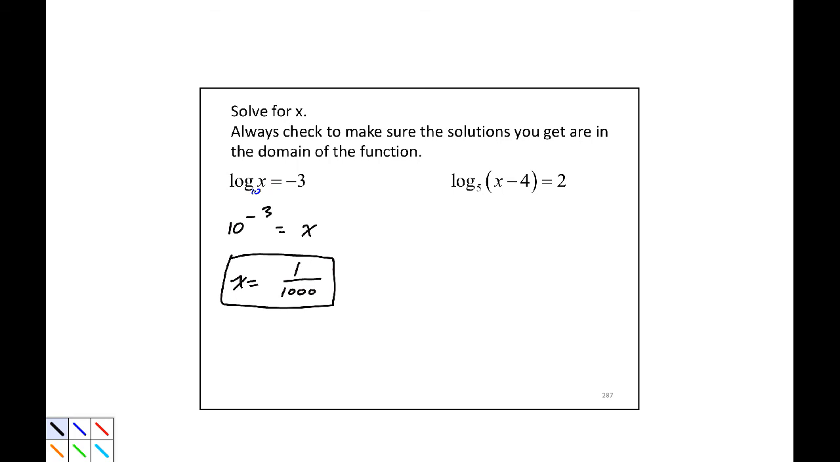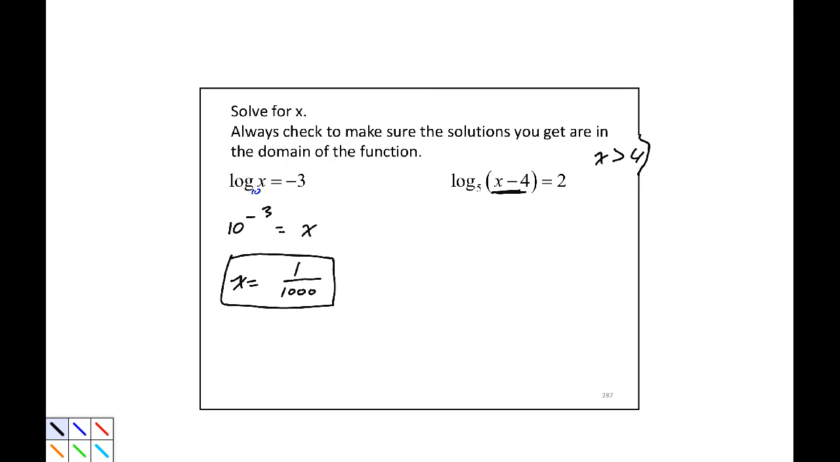For our next equation, we have log base 5 of quantity x minus 4, and this equals 2. It's already in logarithmic form. Now, because our argument is x minus 4, that means that x must be greater than 4. Recall back to our domain. If our solution is not greater than 4, then it can't be possible. It's out of the domain.